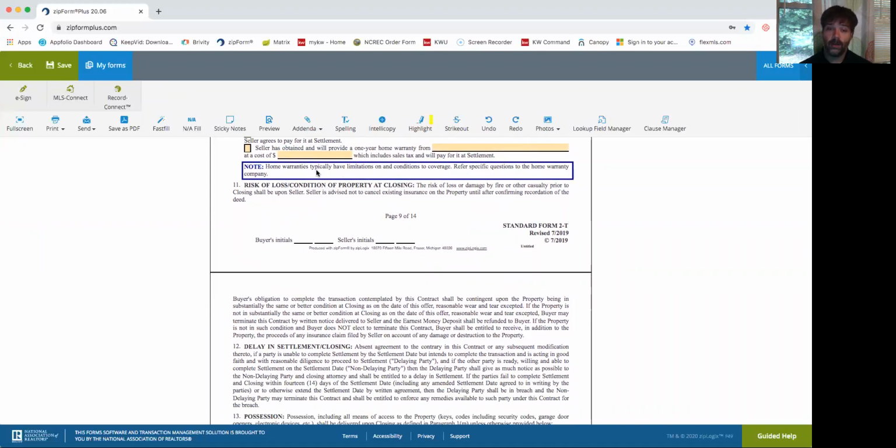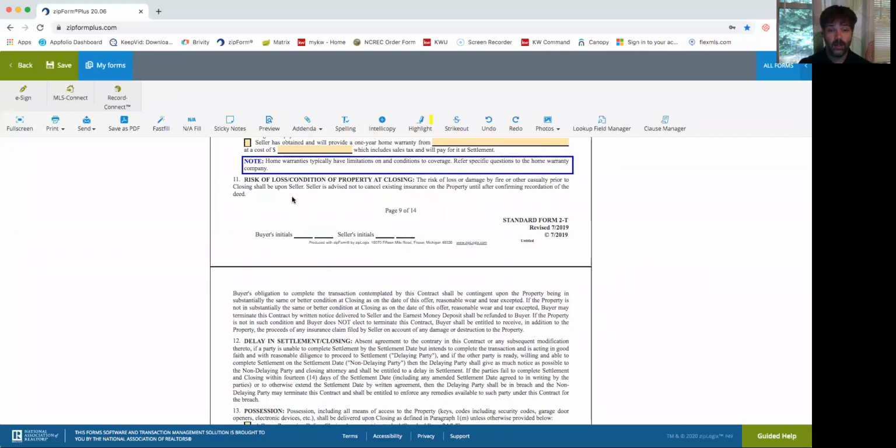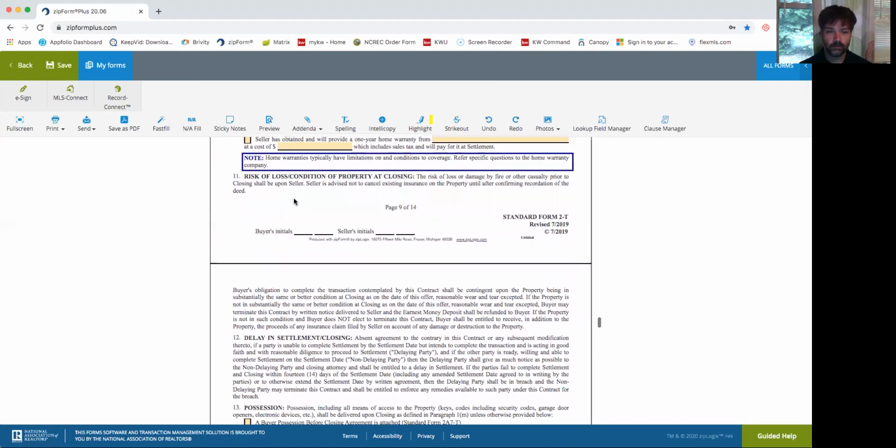Again, make sure your buyer and seller review the limitations of those home warranties to make sure they're comfortable, because they're not bulletproof guarantees of every system and component of the house working forever.